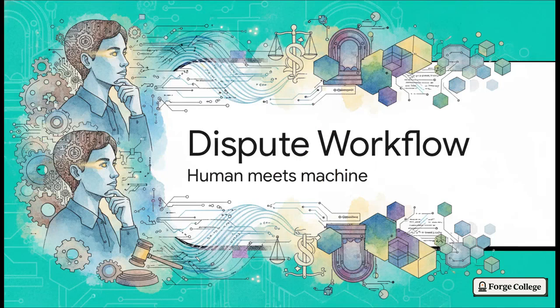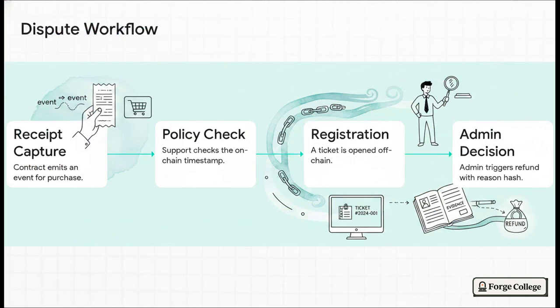Section 5. The dispute resolution workflow. This is where human meets machine. A truly compliant workflow happens in 4 logical steps. Step 1, receipt capture. The customer makes a purchase, and the contract emits an event. Step 2, policy eligibility check. The customer wants a refund, so a human on the support team checks the on-chain timestamp against the off-chain policy.